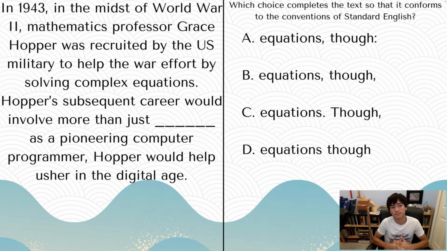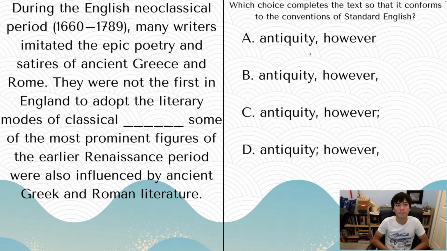Okay, let's move on. In 1943, in the midst of World War II, mathematics professor Grace Hopper was recruited by the U.S. military to help the war effort by solving complex equations. Hopper's subsequent career would involve more than just blank. As a pioneering computer programmer, Hopper would help usher in the digital age. Which one is right here? Well, I'll help you out a little bit. As a pioneering computer programmer, Hopper would help usher in the digital age. What is this? This is a declaration, once again. So what could that leave us with the only correct answer? A. That's your colon. Okay, so let's move on.